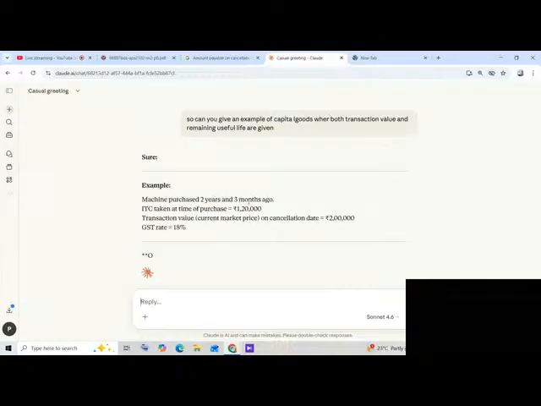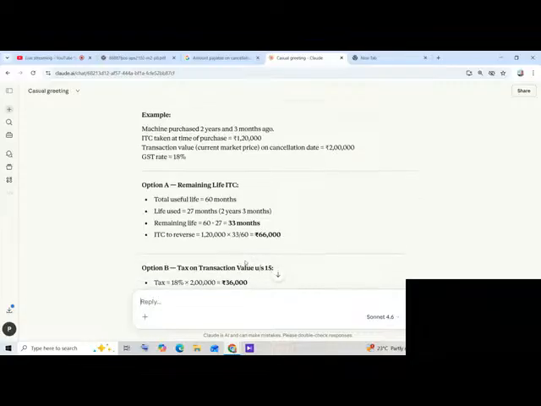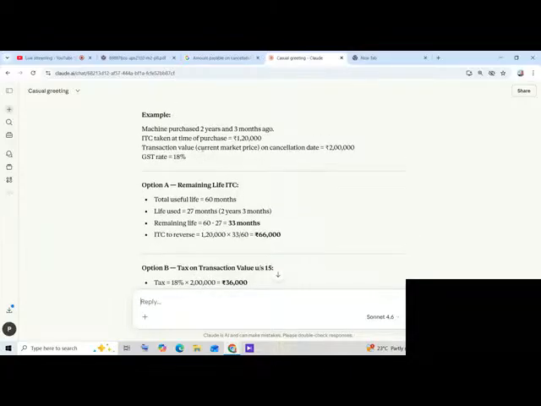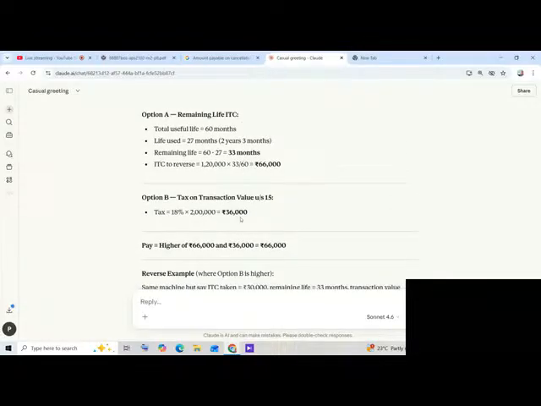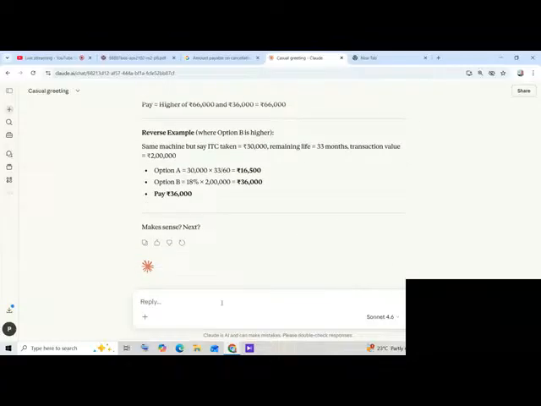Machinery purchased 2 years, 3 months ago. ITC taken at time of purchase 120. Transaction value on cancellation day is 2 lakh. GST rate is 18%. Total useful life 60 months. Life used 27 months. Remaining life 33 months. ITC to reverse 66. Transaction value 2 lakh, so ITC on 2 lakh is 36. So 66 or 36, whichever is higher. Okay, fine.